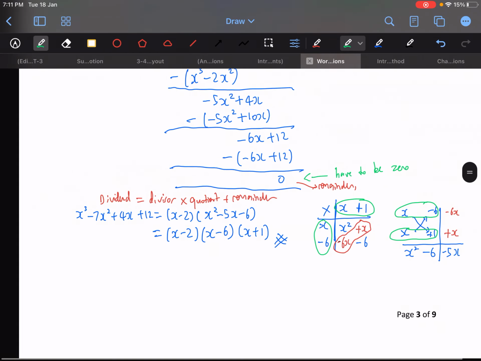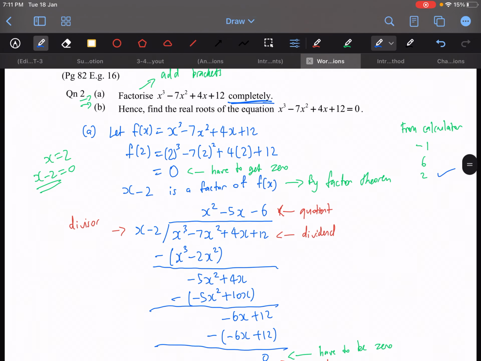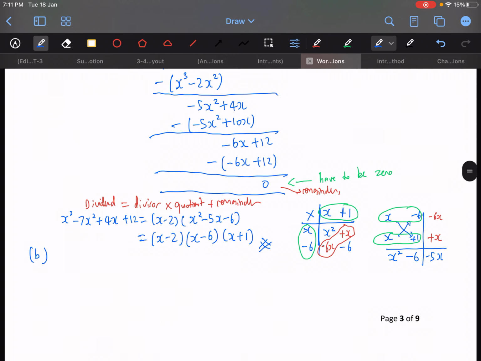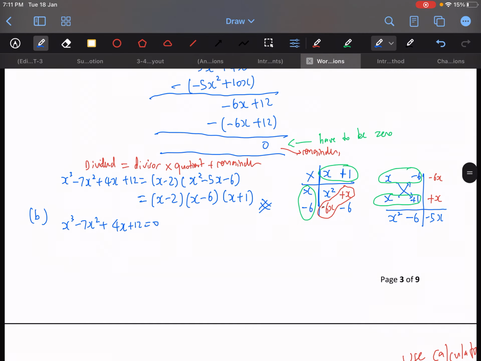Okay, then let's look at part B. For part B, they ask you to solve for the roots, or rather find the real roots of x cubed minus 7x squared plus 4x plus 12 equals 0. So you write the equation down first. Remember it's a hence question, so we are using the top part. We factorized this already, and it is helpful to factorize it because it's much easier to solve after that.